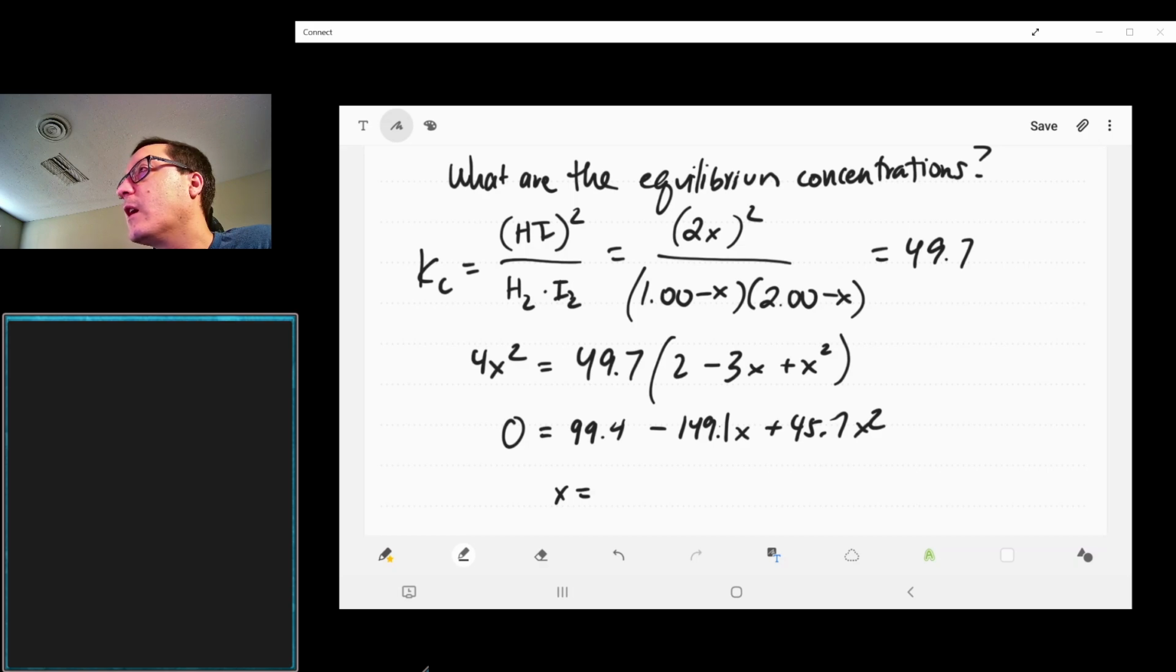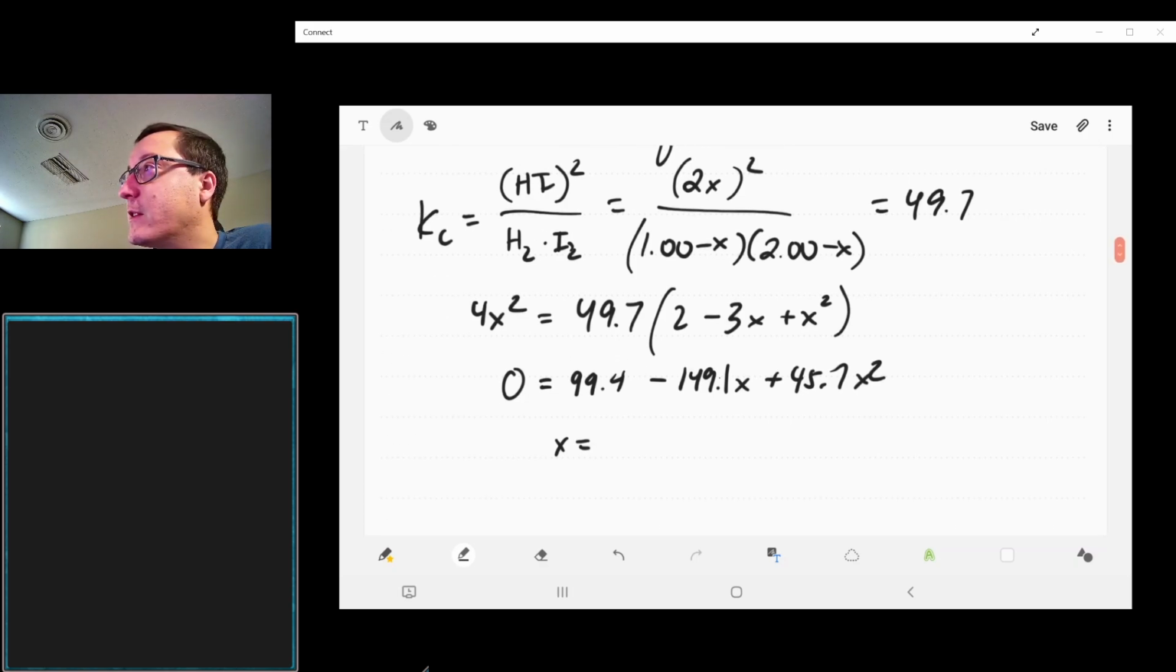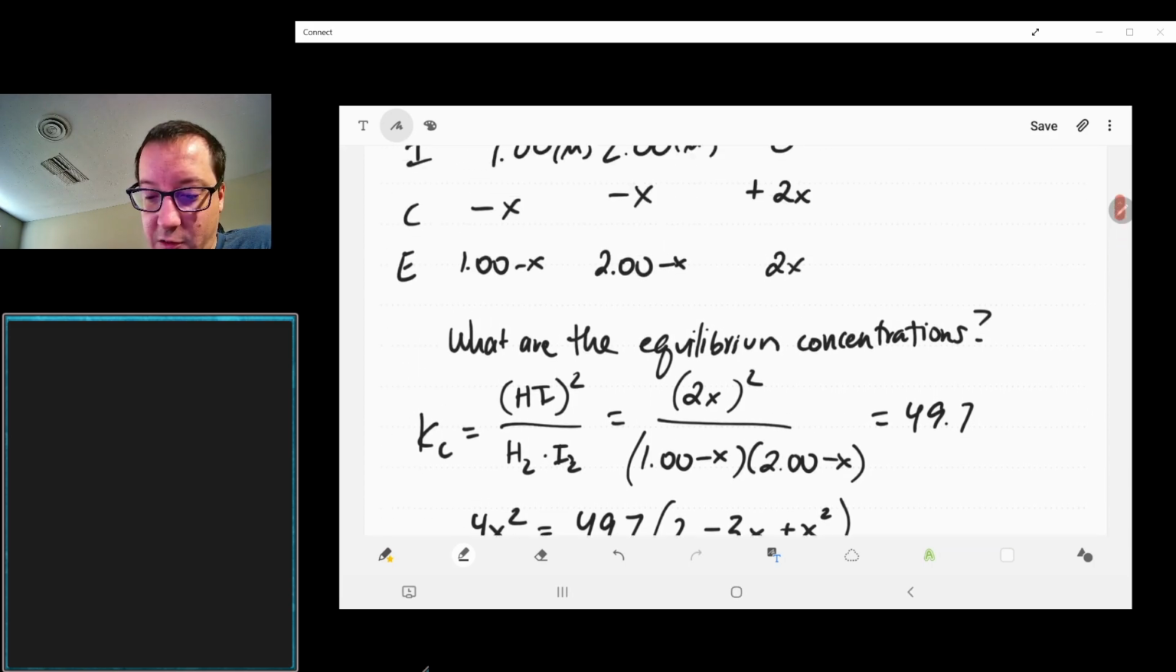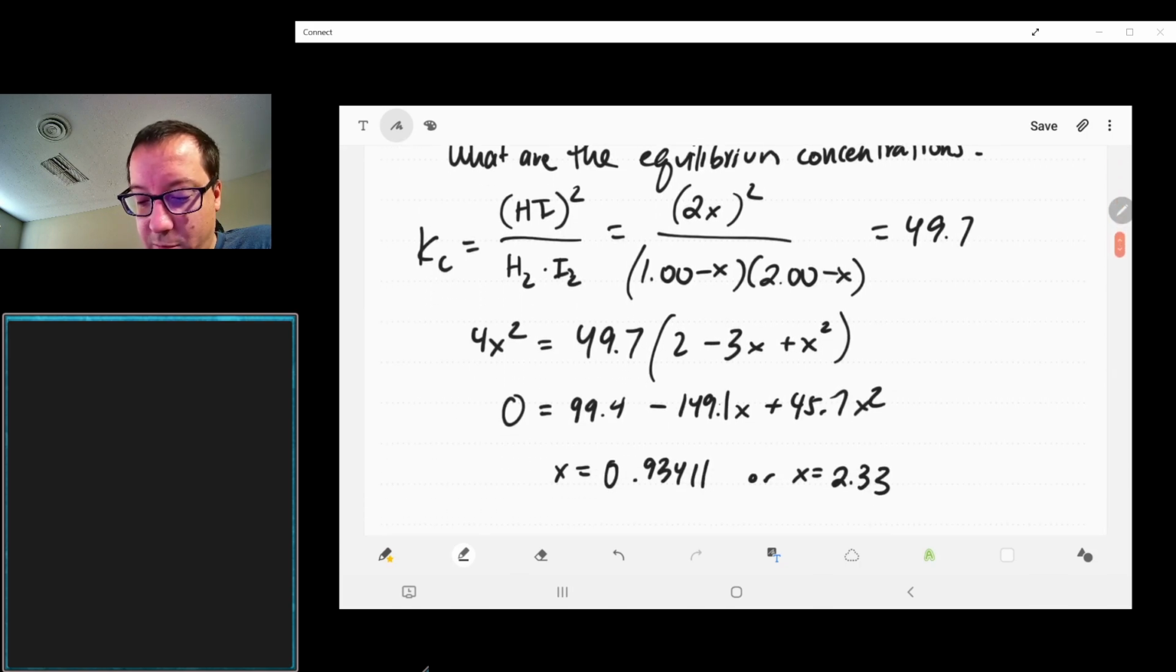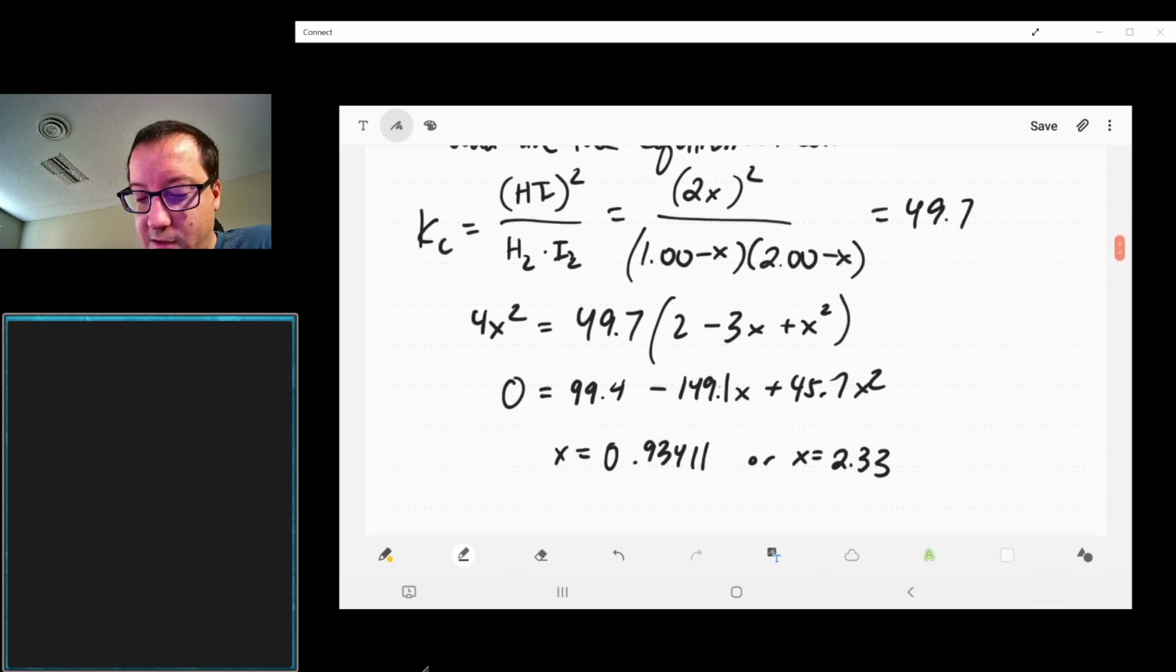Let's see if this works. Okay, there we go. And doing this, we get two options here. We have 0.93411 or x equals 2.33. If we go ahead and look, is there any way that x could be either of these numbers?